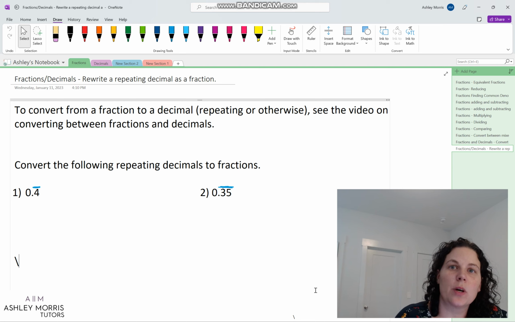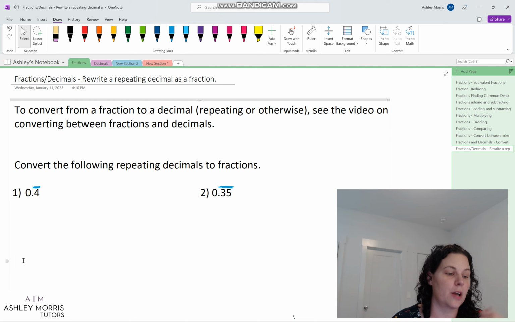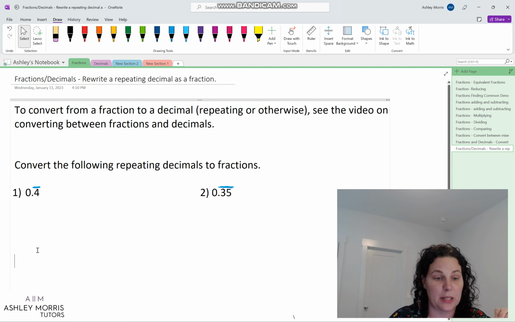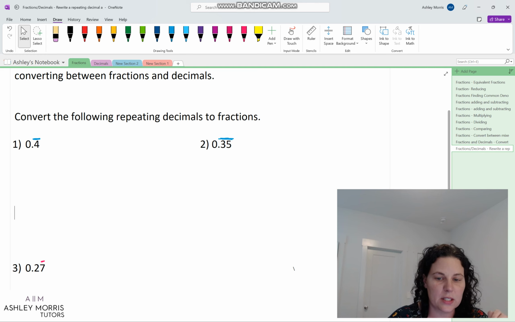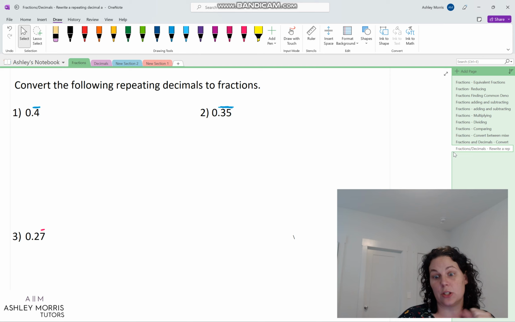And in today's video, we're going to talk about writing a repeating decimal as a fraction. If you're looking for any other type of fraction to decimal problem, this is not the video for you. Go see my one on converting between fractions and decimals. That covers everything except repeating decimals. So this is going to talk about repeating decimals. And we're going to have to set up some equations to solve.